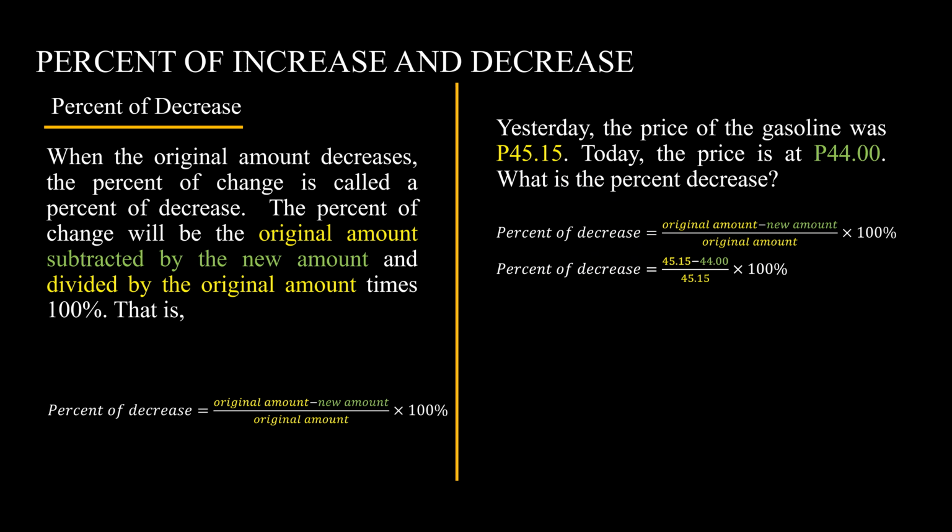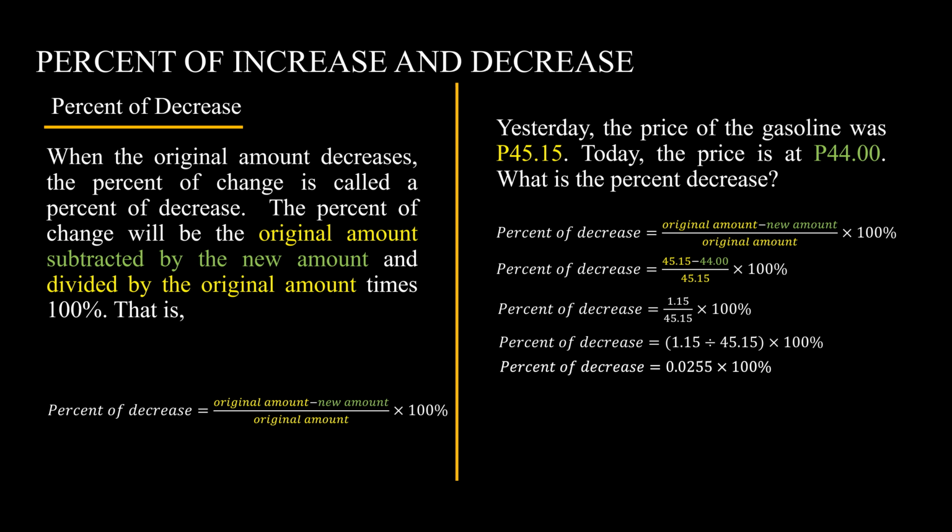We have here the percent of decrease is equal to 45.15 minus 44 all over 45.15 times 100%. And we will have 1.15 over 45.15. Sinubtract natin yung numerator. And then rearrange. 1.15 divided by 45.15 times 100%.